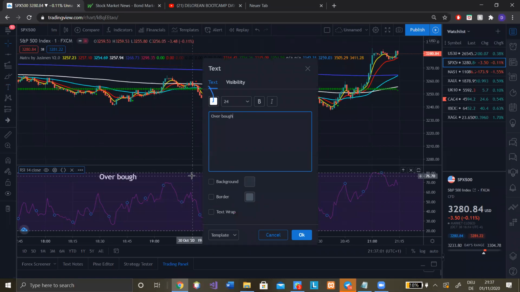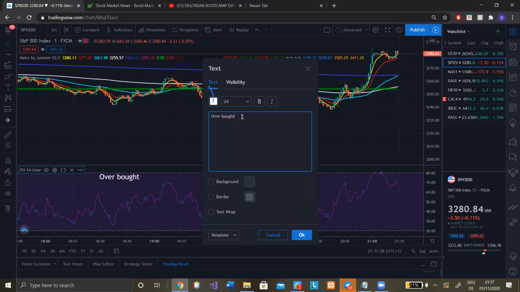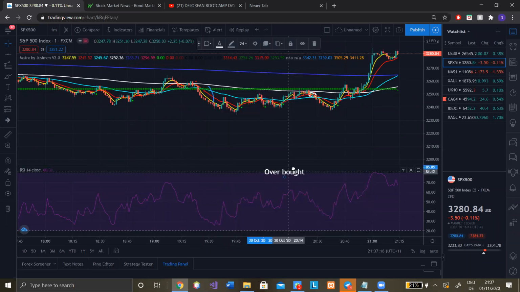Overbought. So is this correct? Rightly spelled overbought. Is that a spelling? No, it doesn't look right. Yeah, that's a spell. Okay.